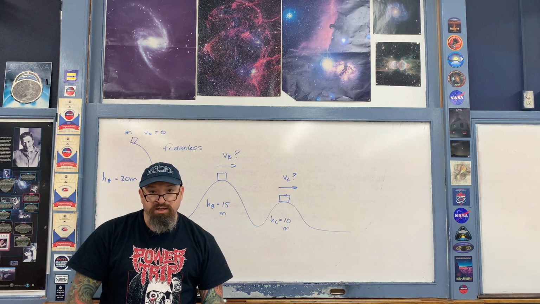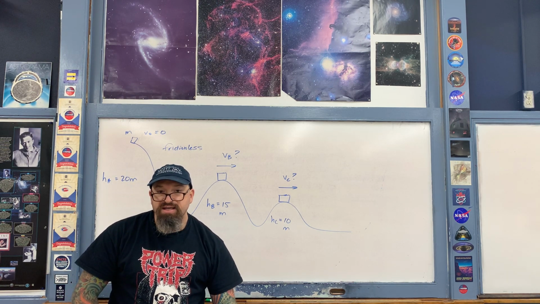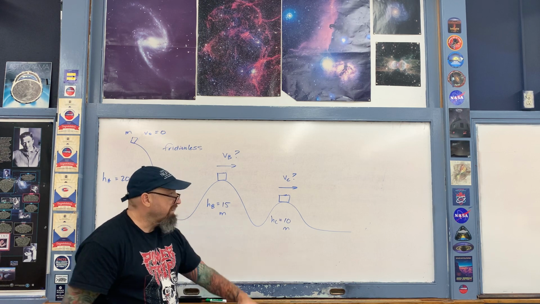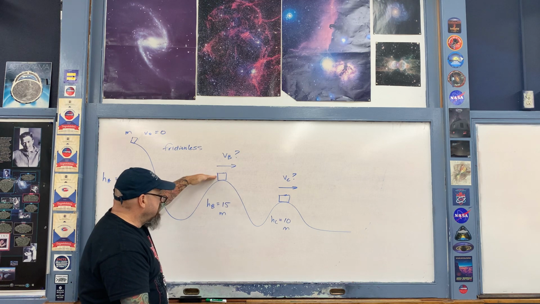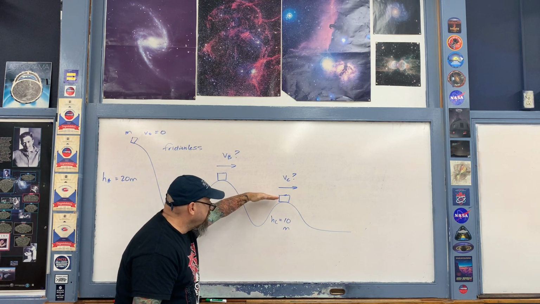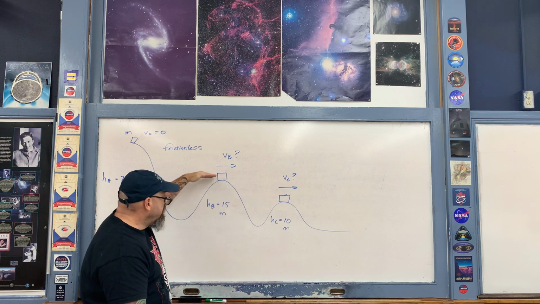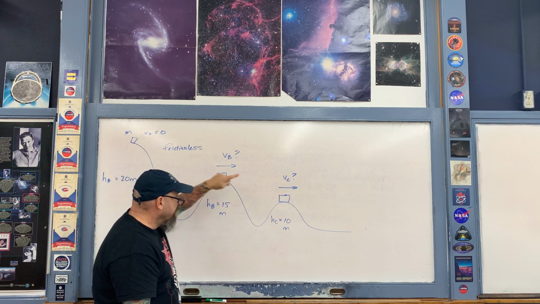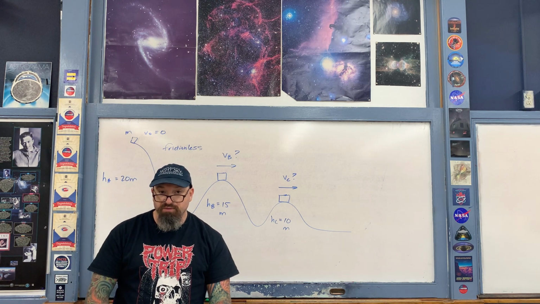Which of the two speeds, VB or VC, is going to be greater? VC is, and the reason for that is that at this hill, you are lower to the ground than at this hill. So you have more kinetic energy and less potential energy here than you would here at the top of hill B. Therefore, as we'll find, VC is going to be greater than VB.